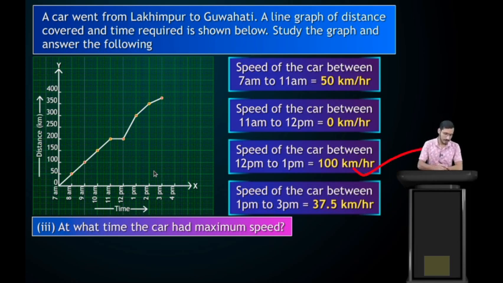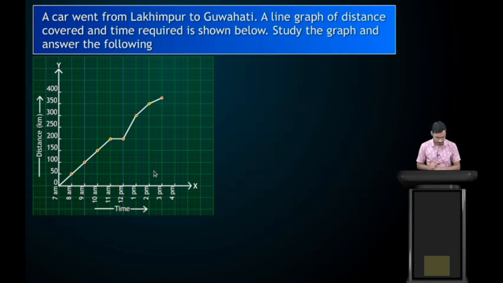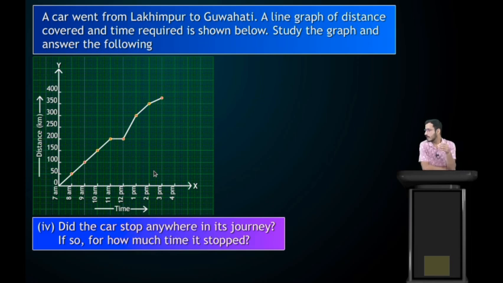Remember always, students, it's a non-uniform speed. That's why we find the speed in different time frames. So 100 kilometers per hour. Now we have one more question. Did the car stop anywhere in its journey? If so, for how much time did it stop?